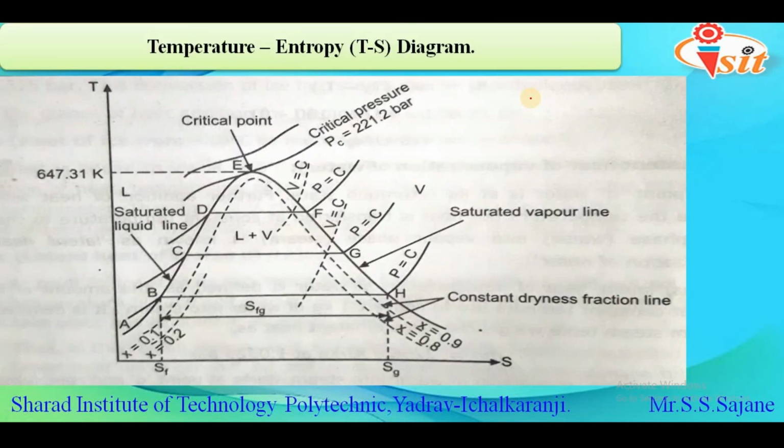In a few of the MSBTE papers, we have one question which is related with the TS diagram, that is the temperature versus entropy diagram. You should not get confused with our previous slide diagram, where we plotted temperature versus enthalpy, that is a TH diagram. But here we are going to study the temperature versus entropy diagram. So you should understand what the several lines drawn in this diagram are.